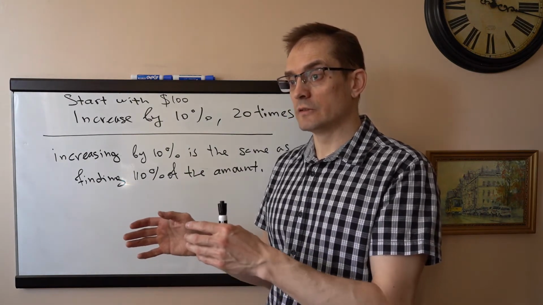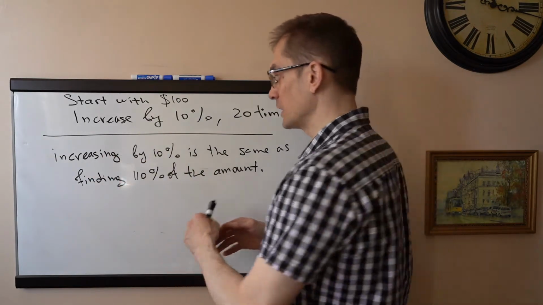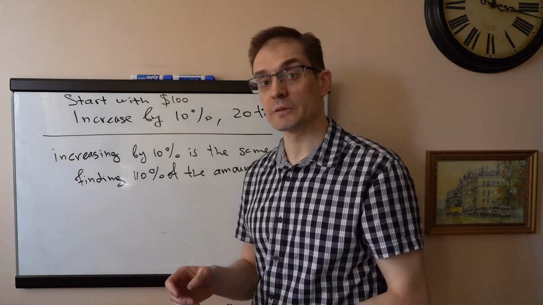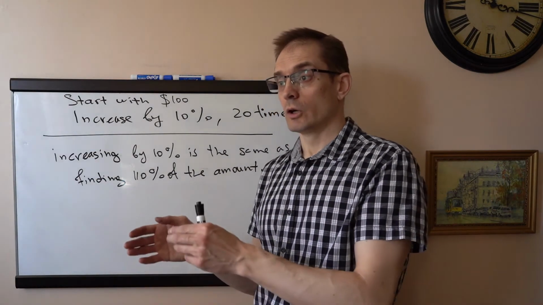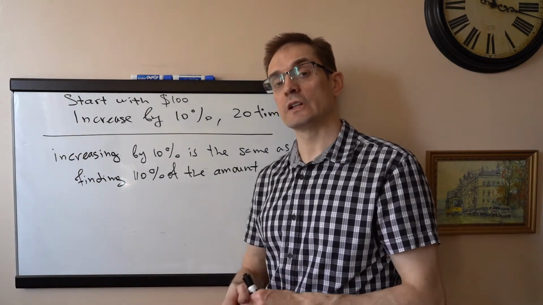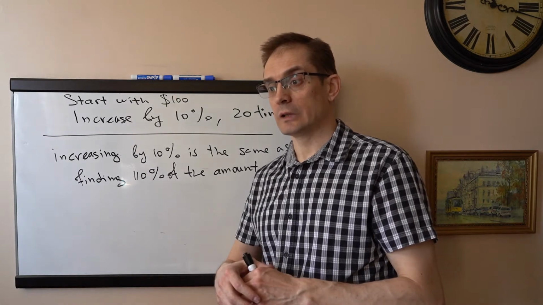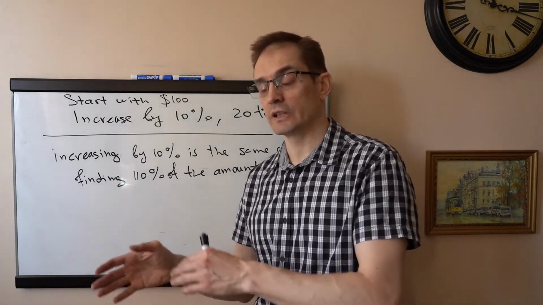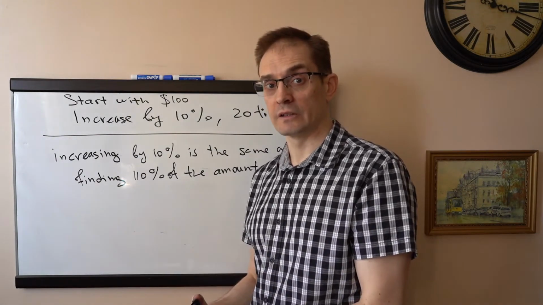Well, what is decreasing by 10%? Decreasing by 10% is the same as finding 90% of the original amount, right? So, for example, you come to a store and see that some product is $100, and if there is a 10% discount, so that amount is decreased by 10%, it is the same as if you pay 90% of the price, right?